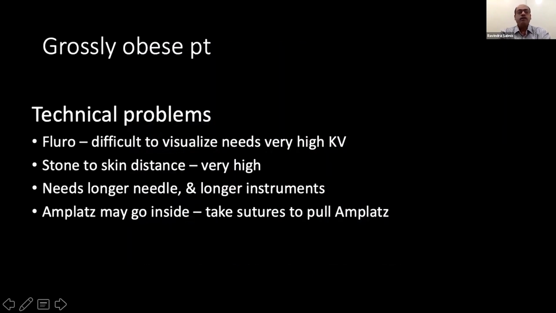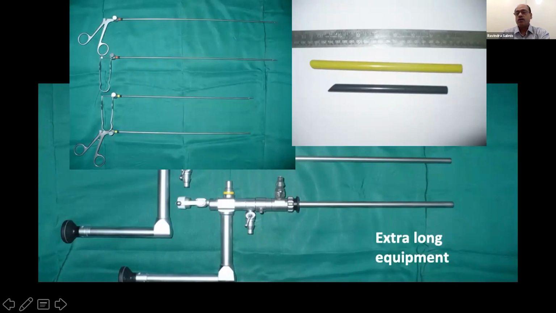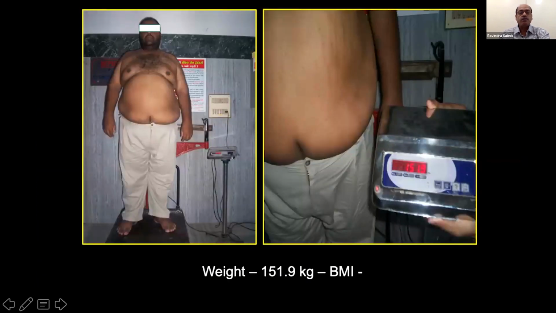Sometimes you keep getting grossly obese patients. Now, what are the technical problems? Fluoroscopy sometimes is very difficult to visualize. They will need very high kV. Stone to skin distance is very high. It needs a longer needle, longer instruments, and the implant may go inside, and therefore you may have to take sutures to pull out the implants. There are many long implants and long nephroscopes available, which can be used for such patients. This is one of the representative cases.